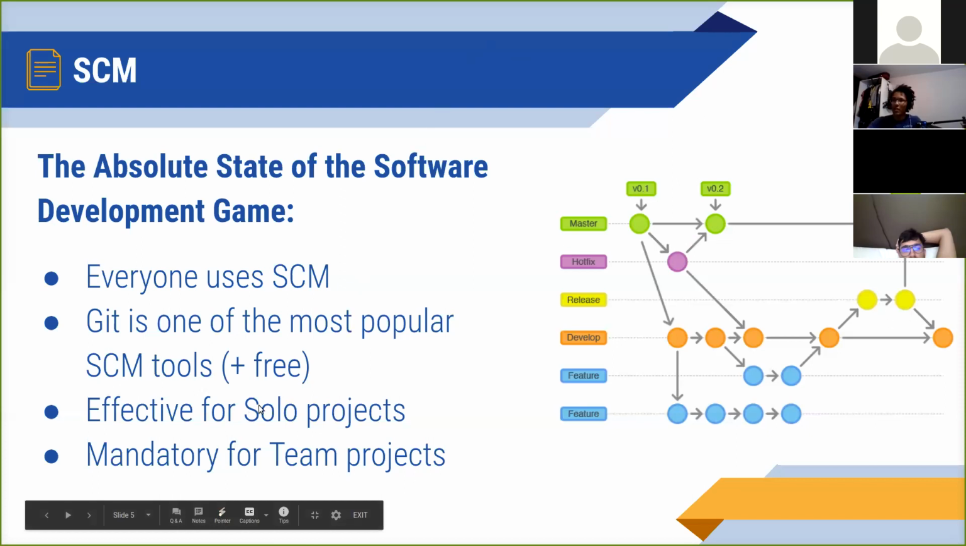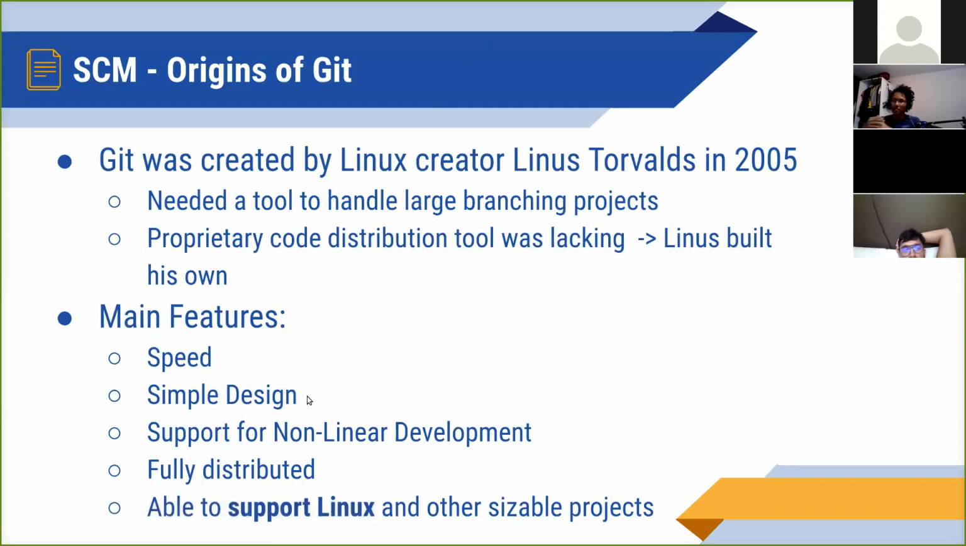So, a bit about Git. Git was initially created by the Linux kernel creator, Linus Torvalds, back in 2005. Back then, they had some kind of proprietary agreement with, I believe, Bitdefender or something along that name, one of the companies providing a distribution control software.